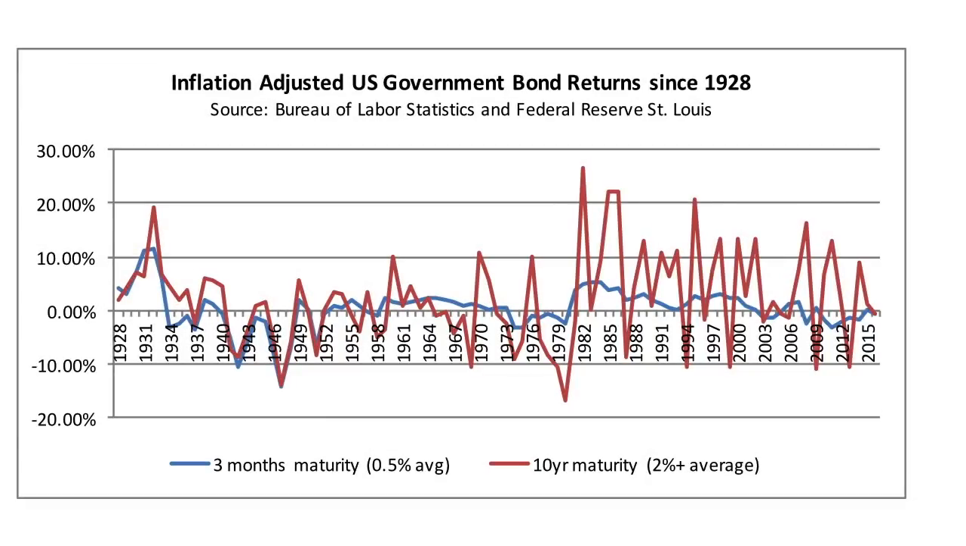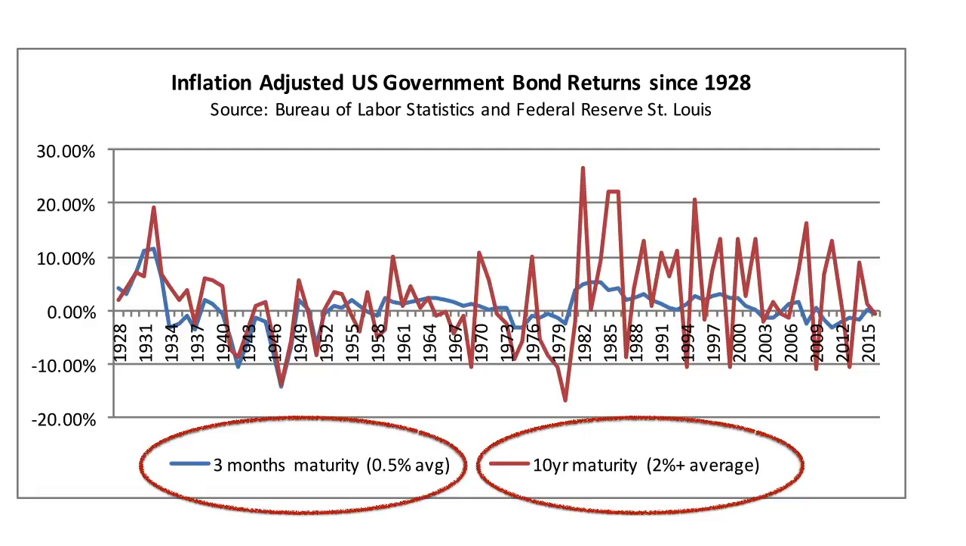So if the earlier charts have left you with a sense that the returns you get from investing in U.S. government bonds is somehow stable, I'd urge you to reconsider. In this chart, you have the inflation-adjusted returns from investing in U.S. government bonds since 1929, so since the Depression. The red line is the 10-year maturity bond. It's been around 2% average per year, whereas the blue line, which is sort of hovering in there behind the red line, is the 3-month maturity bond, which is 0.5% average.